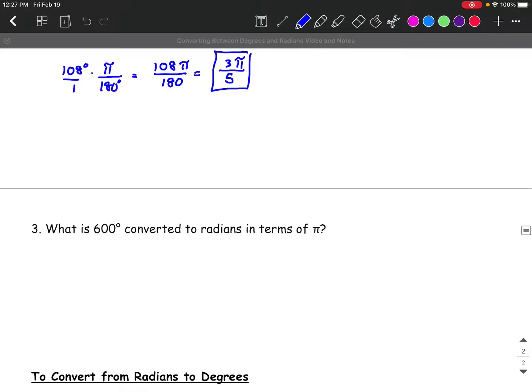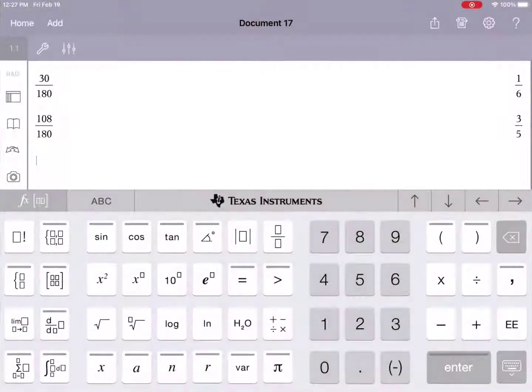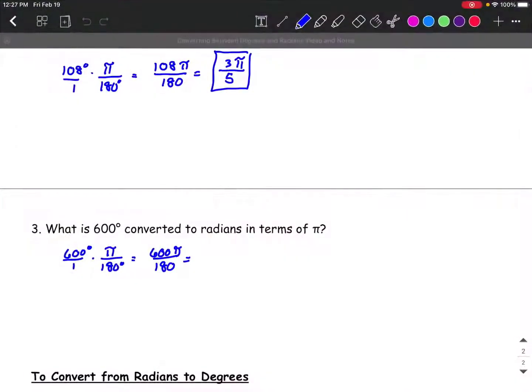Okay, let's try one more like this. Let's take 600 degrees and convert it to radians, so we multiply by pi over 180 degrees. We have 600 pi over 180. We go to our calculator. 600 divided by 180, and I get 10 over 3. So 10 over 3, and put the pi back in the top. So the pi does not go in the calculator, okay? But you have to remember to put it back in your answer.